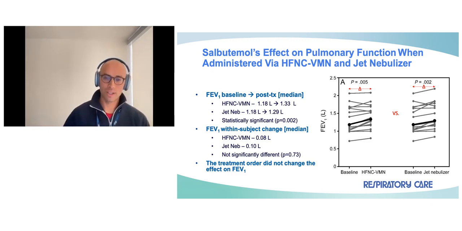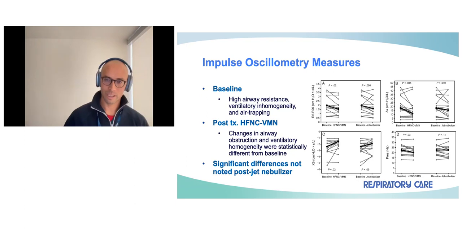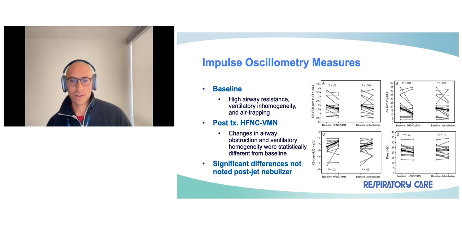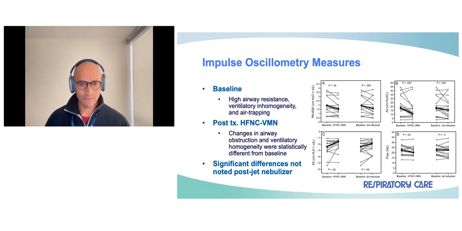In addition, they found, and this goes back to the interaction, that the treatment order did not change the effect on FEV1. Now, for the impulse oscillometry measures, they found that at baseline, these subjects had high airway resistance. They described it as these subjects having ventilatory inhomogeneity and air trapping. And post-treatment, they found that the changes in airway obstruction and homogeneity were statistically different from baseline.